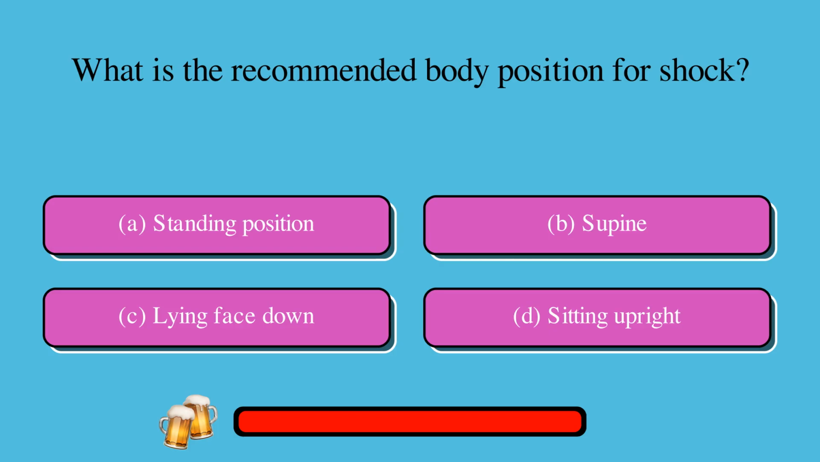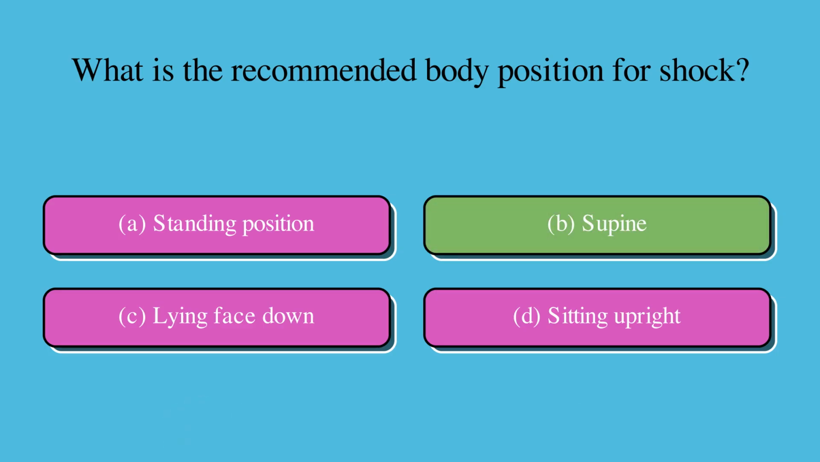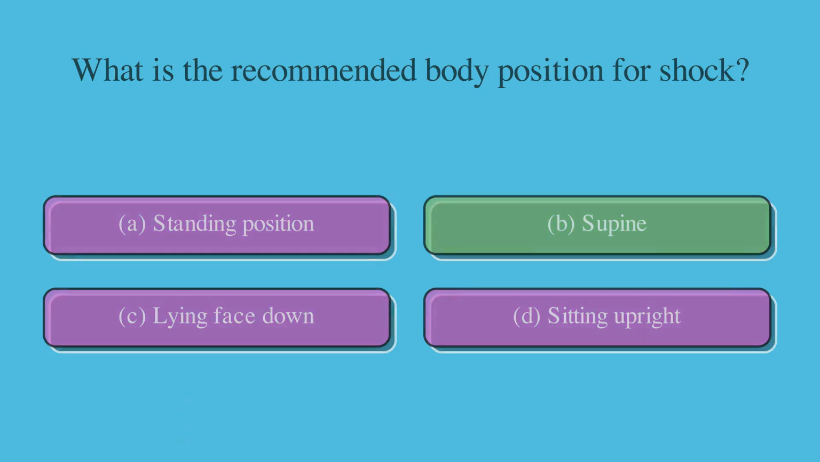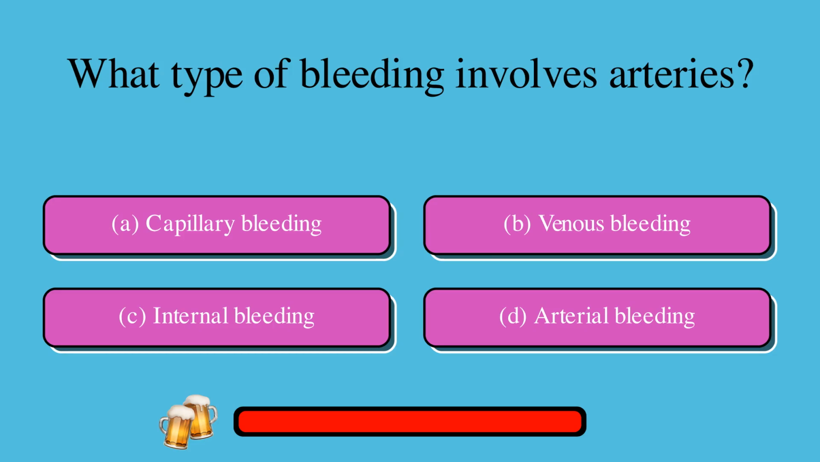What is the recommended body position for shock? A, standing position, or B, supine, or C, lying face down, or D, sitting upright? The correct answer is B, supine. What type of bleeding involves arteries? A, capillary bleeding, or B, venous bleeding, or C, internal bleeding, or D, arterial bleeding? The correct answer is D, arterial bleeding.